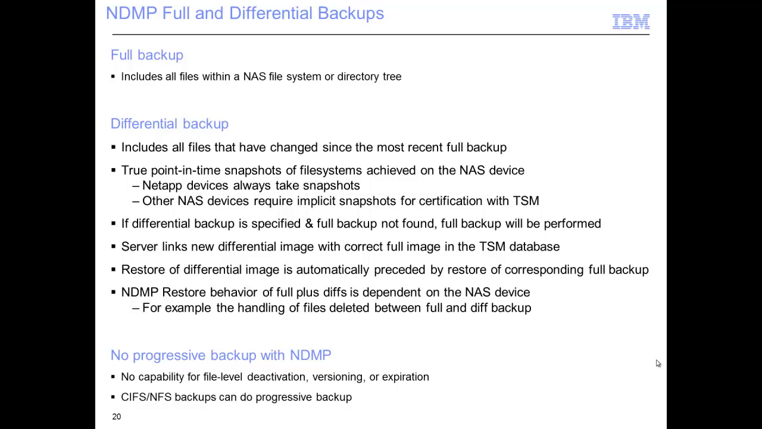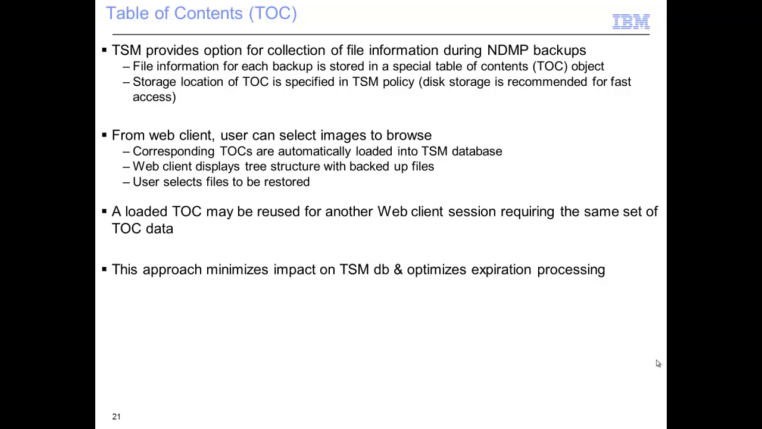When you go to do a restore, if you're restoring a differential backup, we first restore the full backup image and then we'll restore the differential on top of that. Tivoli Storage Manager does provide the option to collect information about the individual files and create this table of contents. This table of contents will be stored in a location specified by the TSM policy. Usually we recommend some type of disk storage on the TSM server.